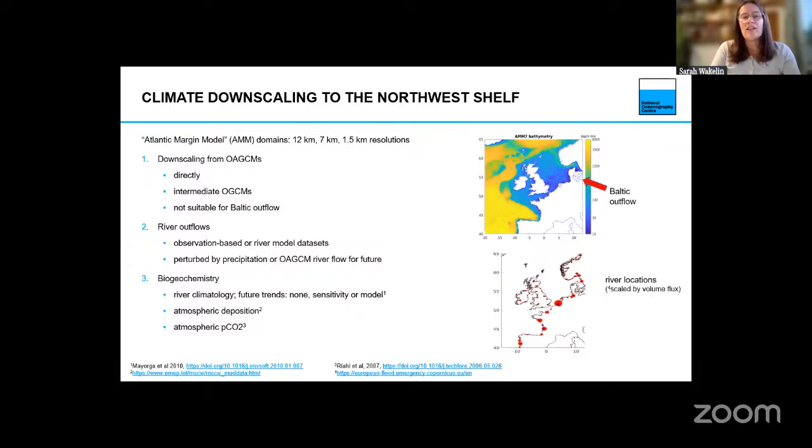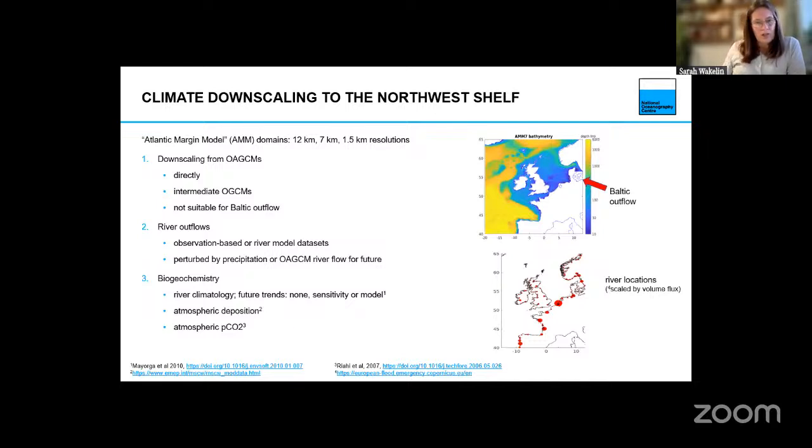So for the future trends, we either have no trend or some sort of sensitivity experiment saying what would happen if, for instance, government policies said you had to reduce your nutrient flux to the ocean. Or there are in fact some model projections of what could happen under various scenarios, which could be used. In the past, we've also used past climatologies of atmospheric nutrient deposition, and time series of the partial pressure of carbon dioxide in the carbon cycle models.